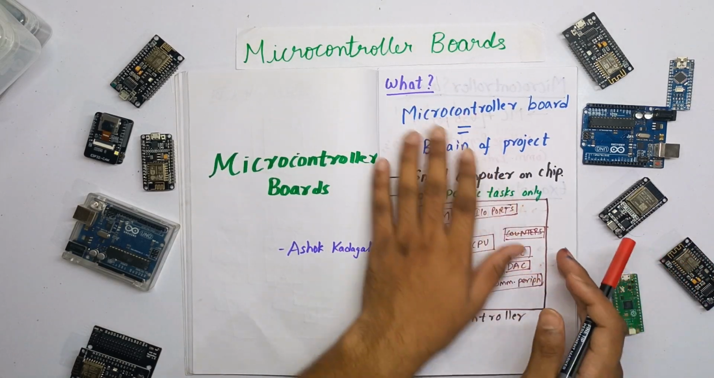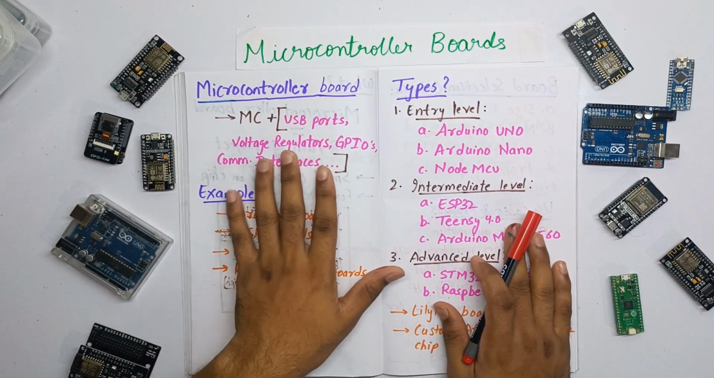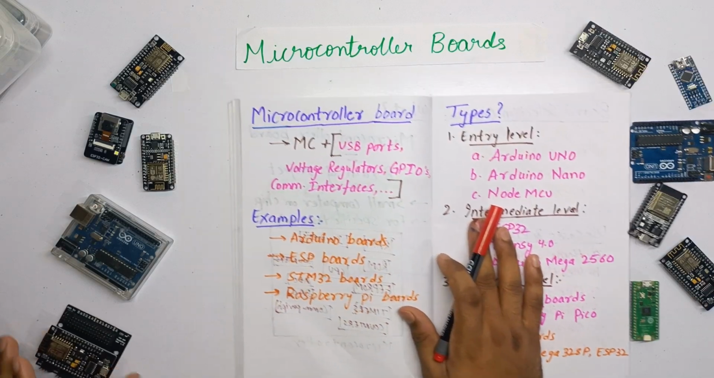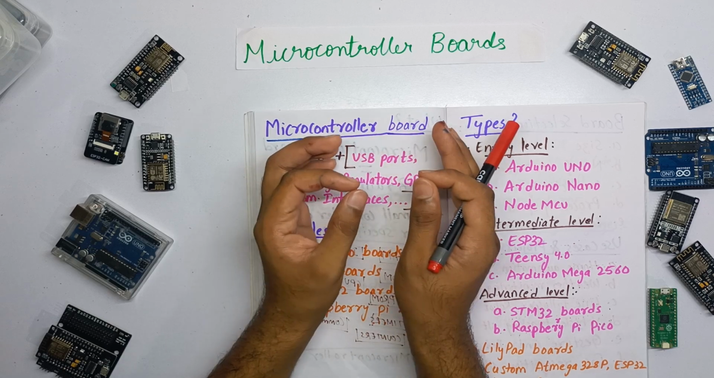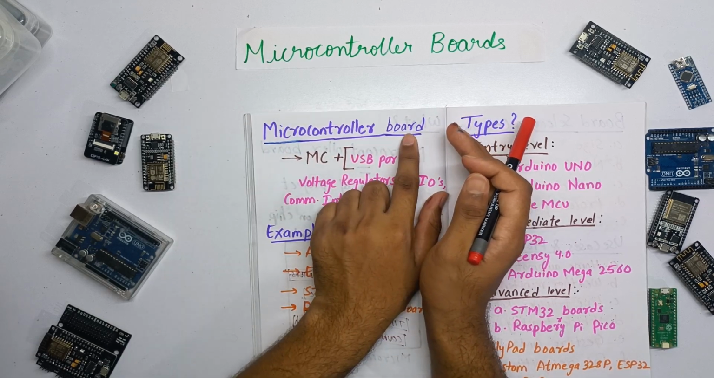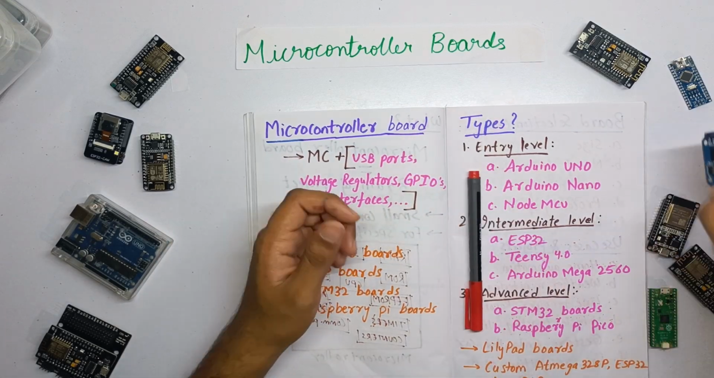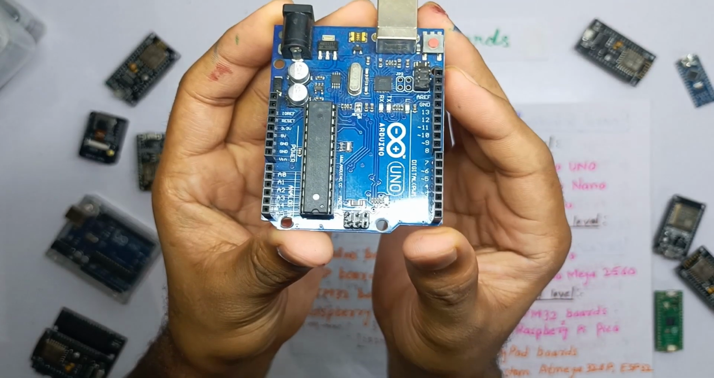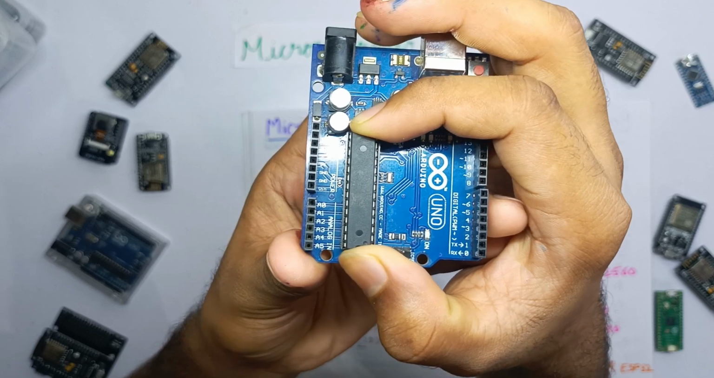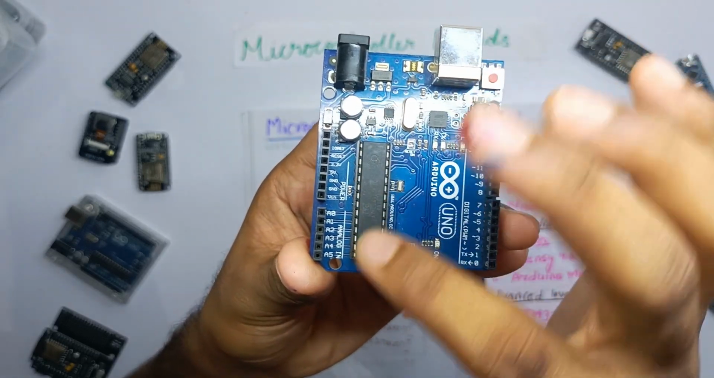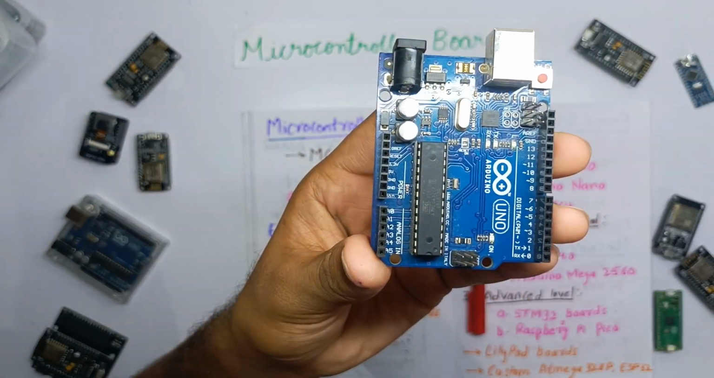So now that we know what a microcontroller is, let us see what a microcontroller board is. See, the microcontroller and the microcontroller board are not the same. A microcontroller board is a board that hosts a microcontroller chip on it. For example, this is a microcontroller board, and on this board we have this chip, which is a microcontroller chip. Since we have this microcontroller on this board, we call this board a microcontroller board.